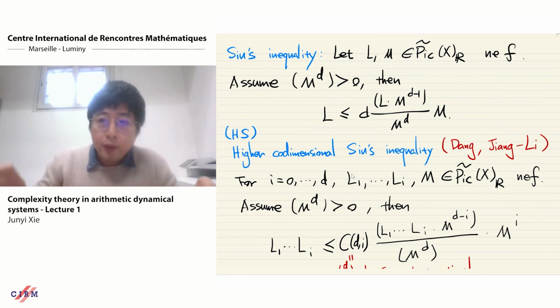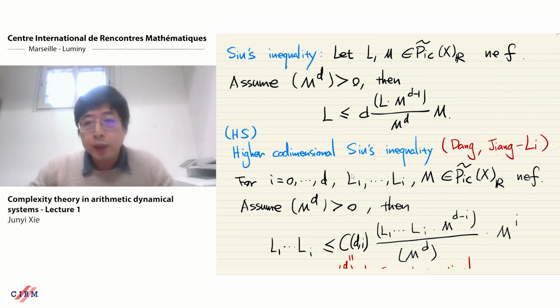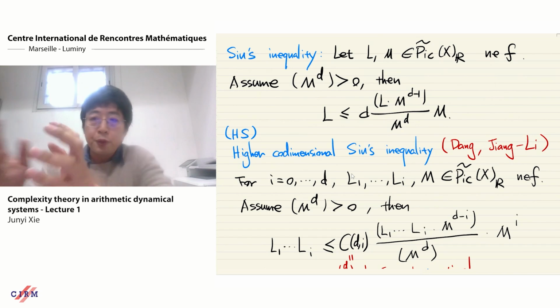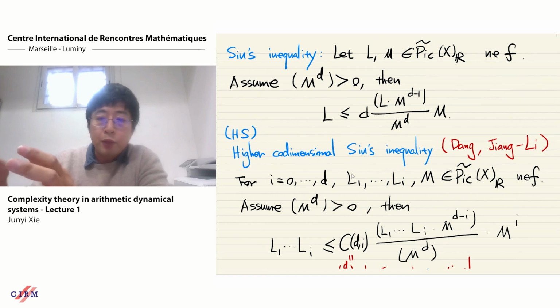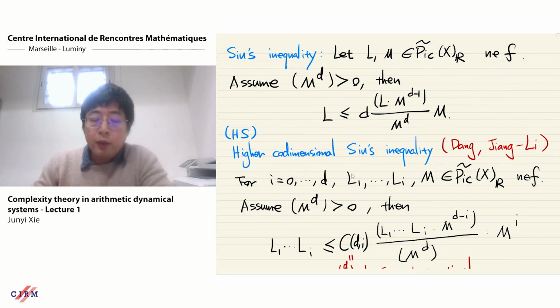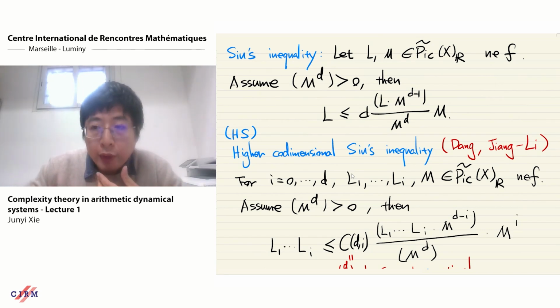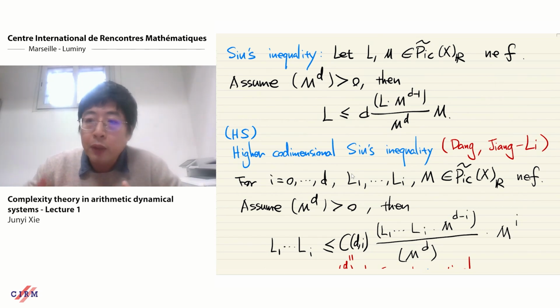Basically it says that you can use this M^i to control the intersection from L_1 to L_i, using some intersection number of L_1 to L_i with M, and there is some coefficient. In the paper of Jiang and Li, they gave the optimal one. But in fact, for our proof, we don't need the optimal one. For us, any coefficient is sufficient.